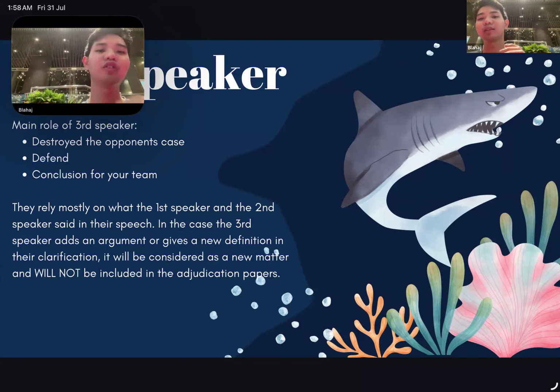So in the case the third speaker adds an argument or gives a new definition within their clarification, it will be considered new material and will not be included in the adjudication paper. What this basically means is, if you say something that's new, the judges will just ignore it and may penalize you for saying new things within your speeches. So be very, very careful when doing rebuttals not to add new material.